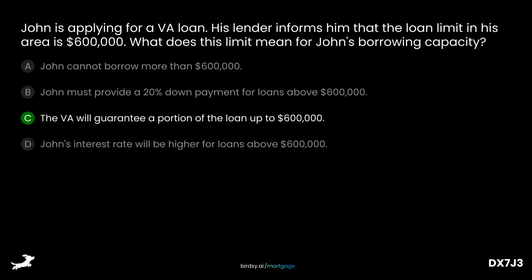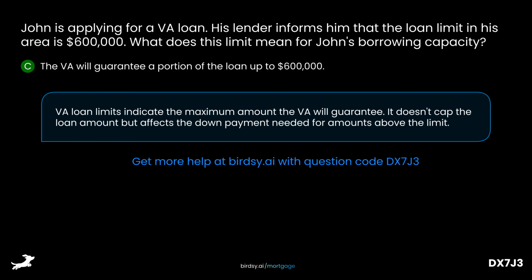The answer is C, the VA will guarantee a portion of the loan up to $600,000. VA loan limits indicate the maximum amount the VA will guarantee. It doesn't cap the loan amount, but affects the down payment needed for amounts above the limit.